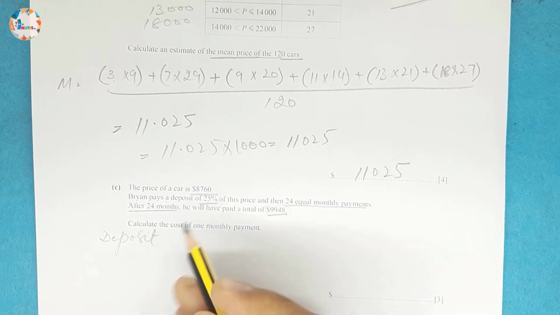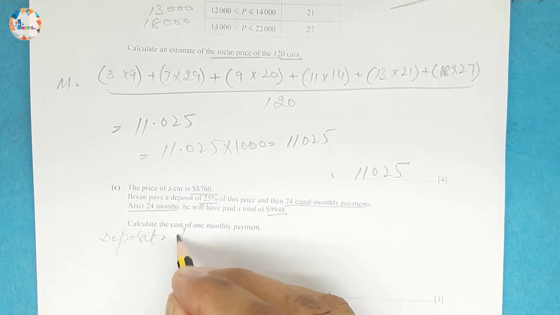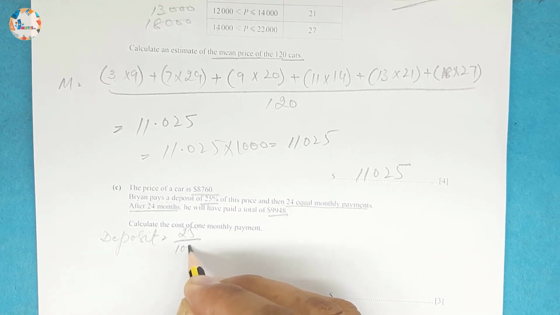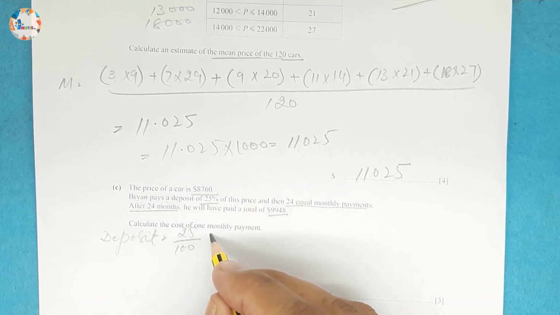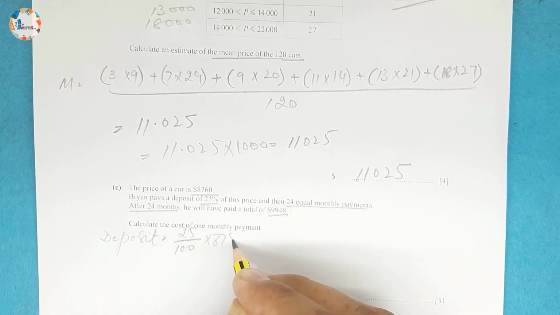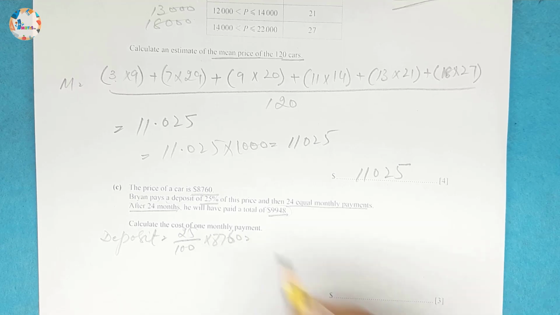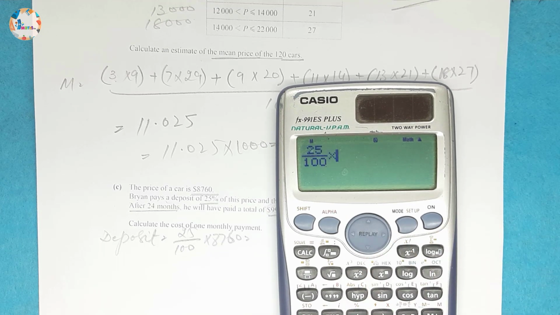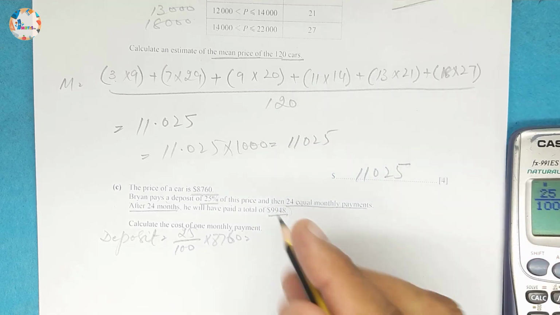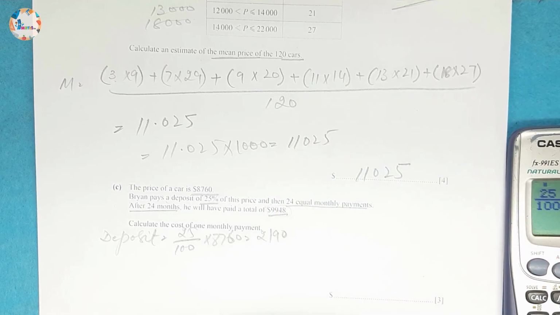Deposit will be 25% of this amount, so 25% of 8760. So this will be equal to how much? This will be 25% of 8760. This will be equal to 2190. This is basically the deposit.